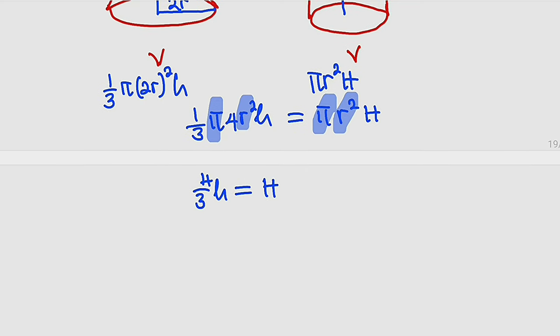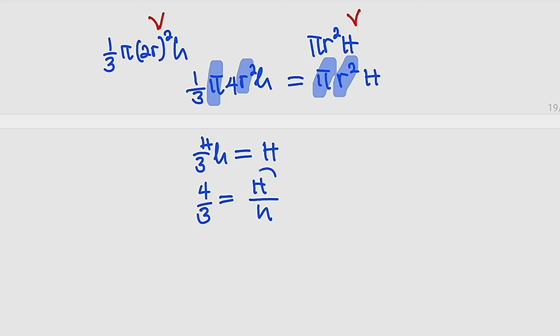And we can simply divide both sides by this h. So 4 over 3 is equal to capital H divided by the small h. And remember, we are talking about ratio, so we can change it to ratio form. Let me write this one first. H over h, meaning H to h, and this is equal to 4 to 3, a ratio form. Therefore, the ratio of the height of the cylinder to that of the cone is 4 to 3, and this is our answer, 4 to 3.